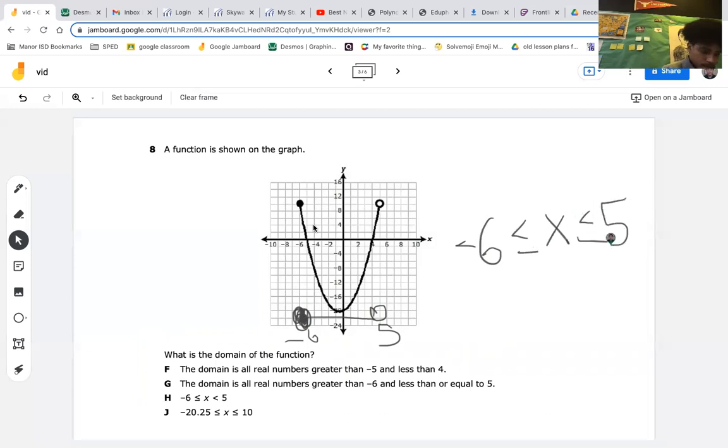Oh, wait. Well, remember, we have a white dot right here on 5. So you can't be equal to 5. So I'm going to erase that equals. You can just be less than 5, but not equal to it. So now this is right. You can see your answer choice now is going to be H.